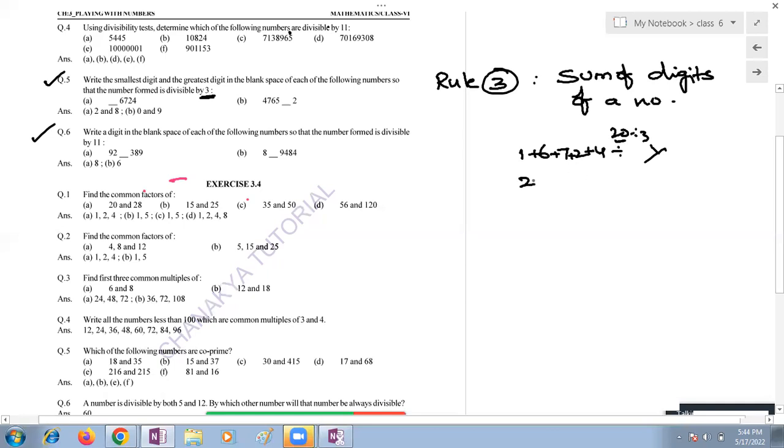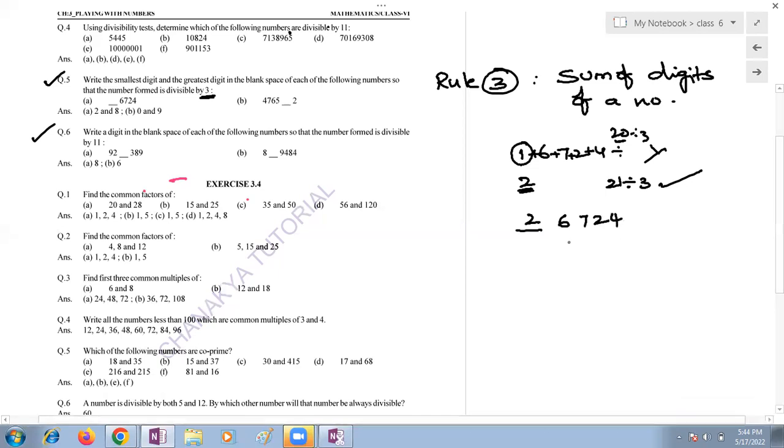Yes or no, children? One number will be added. 21 is divisible by 3. Yes, ma'am. So what is the least number you can place in the blank? 2 is the least number I can place in the blank so that my number is exactly divisible by 3. Now you can check 2 plus 6 plus 7 plus 2 plus 4.